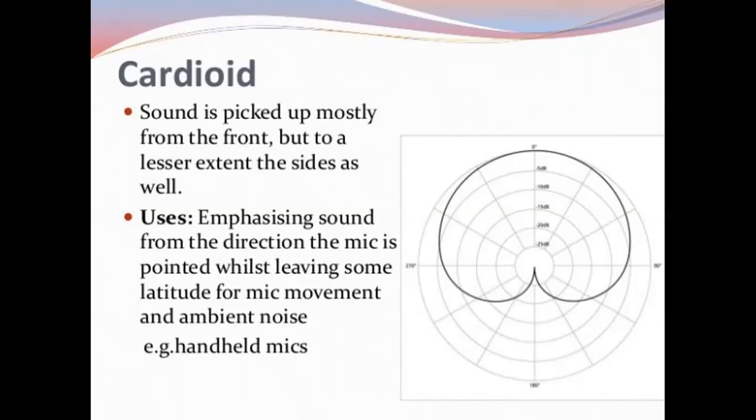If you have chosen a specific room to record in because of its reverb or ambience, an omnidirectional mic will probably be a solid choice. While if you are performing on a loud stage or in a booth, you will likely favor a cardioid mic also, because it is the best whilst leaving some latitude for mic movements and ambient noise. Example, handheld mics.